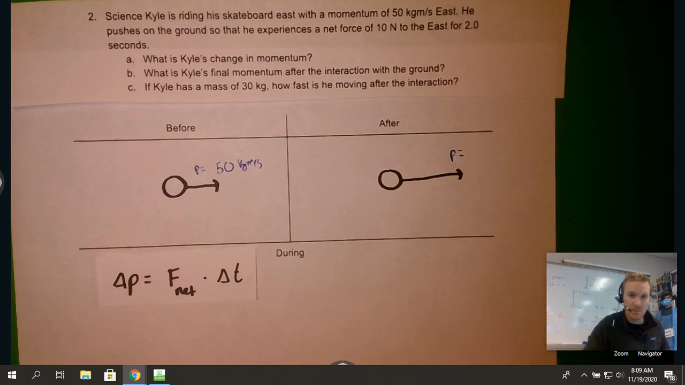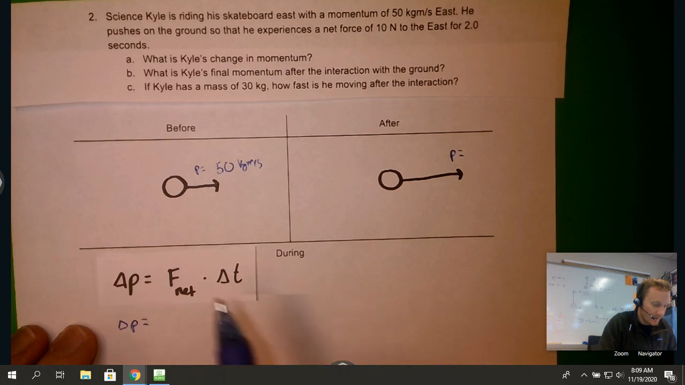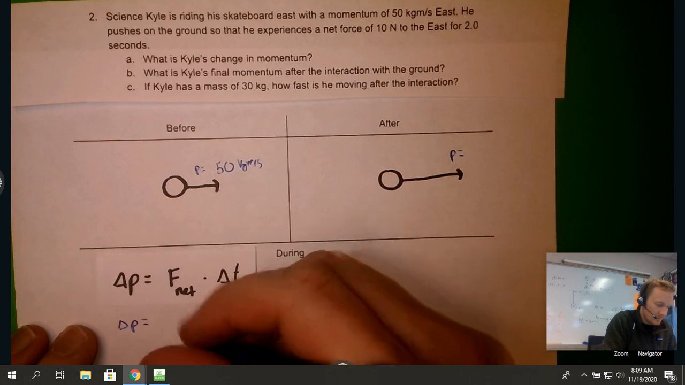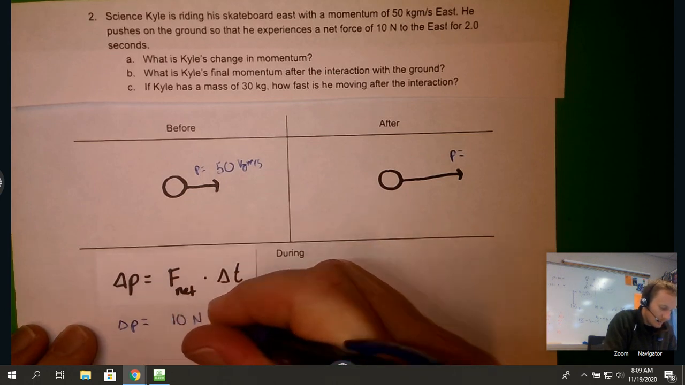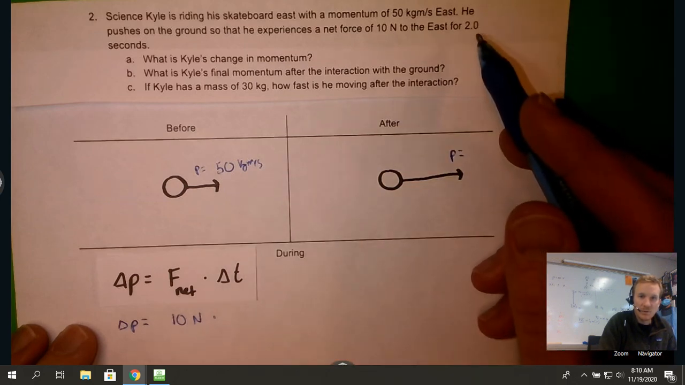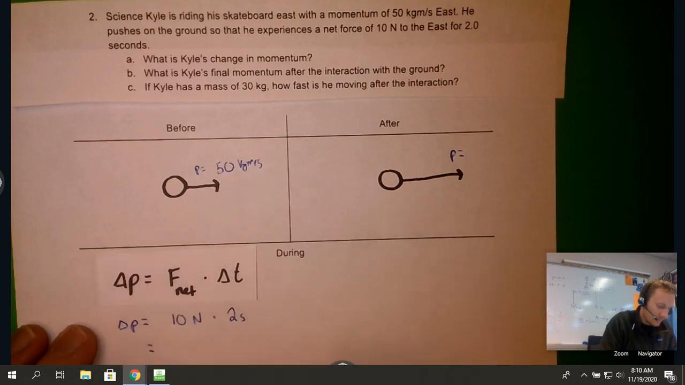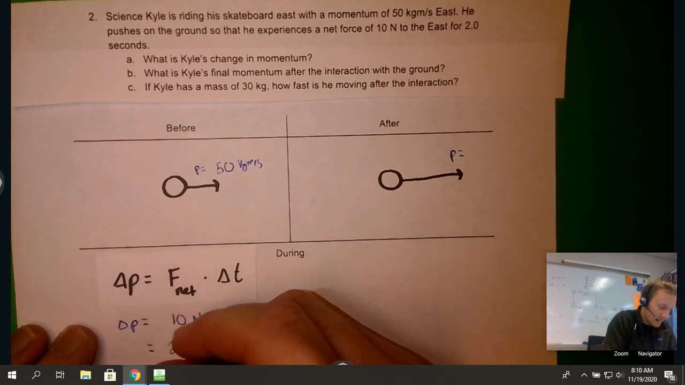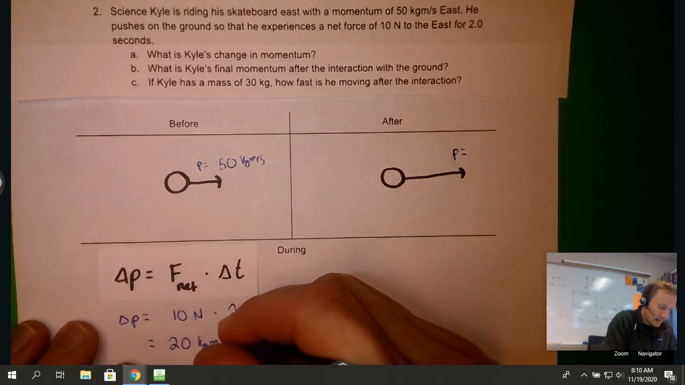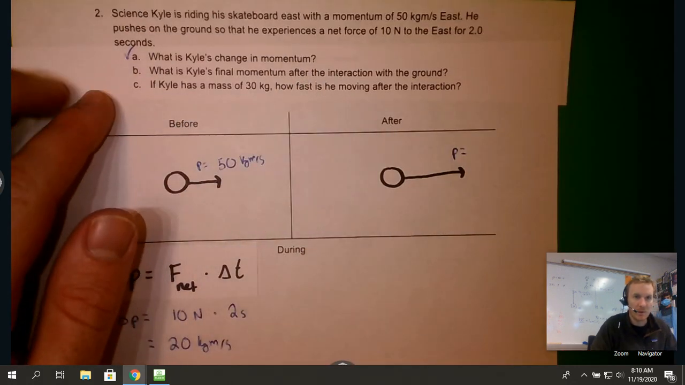So to solve for the impulse, my change in momentum, that's equal to the net force over the period of time. Well, it did say that the net force was 10 newtons, so 10 newtons, and then I'm going to multiply that by the change in time, which was 2 seconds. So our impulse is 10 times 2, so that's 20. And recall that impulse is a change in momentum, so that'll be measured in kilogram meters per second. So we are good with letter A.